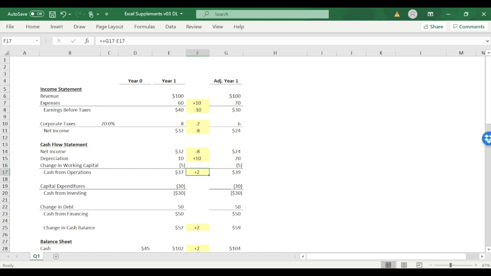and then we see our cash from operations is plus 2. Now, our capital expenditures, we have no change there, and we have no change in debt, so there's no change in cash from investing or cash from financing. Our change in cash balance for the period is plus 2.